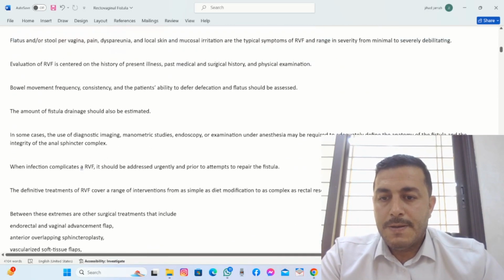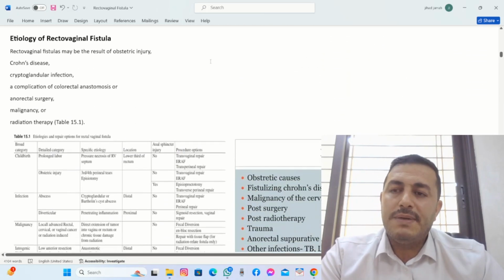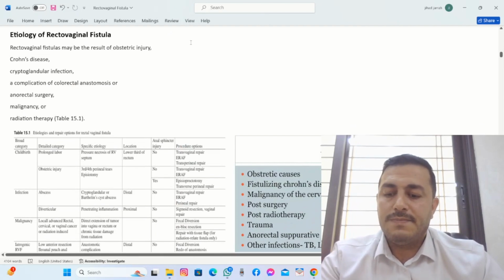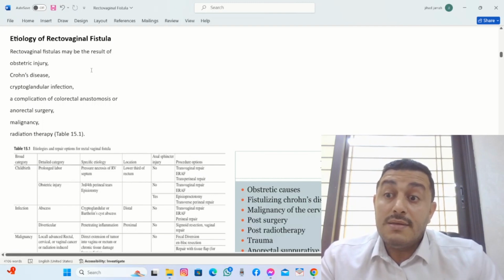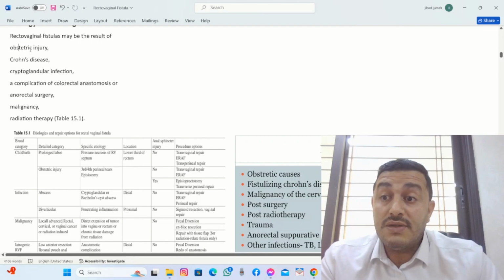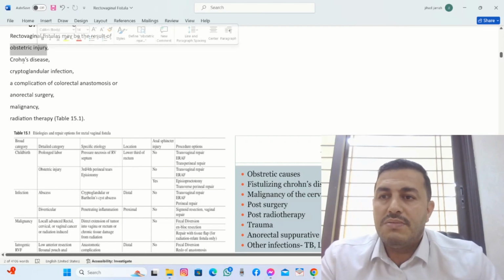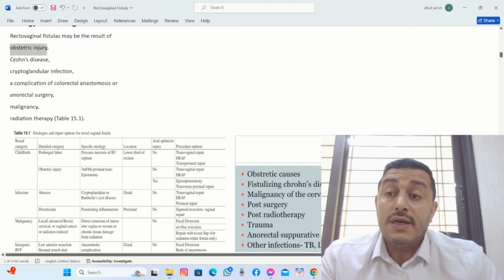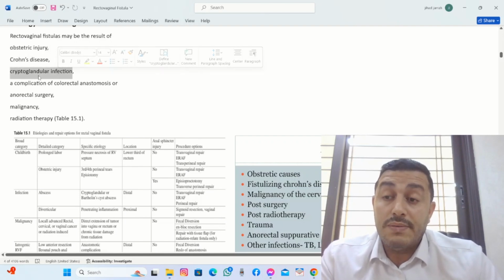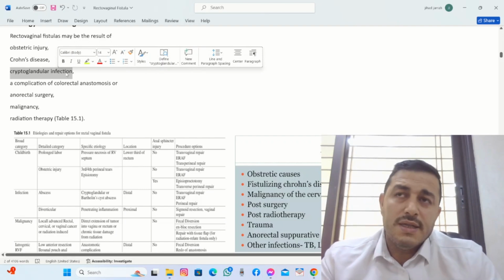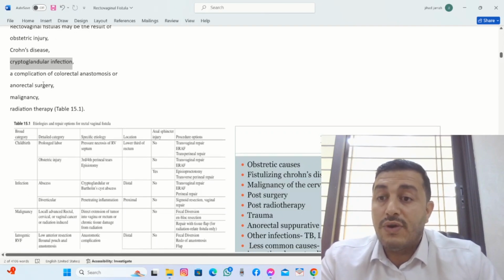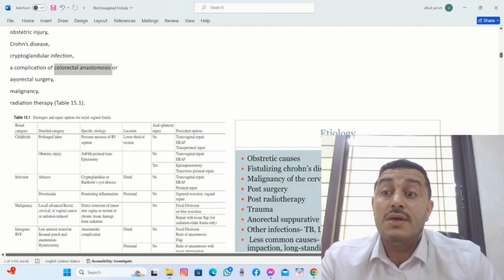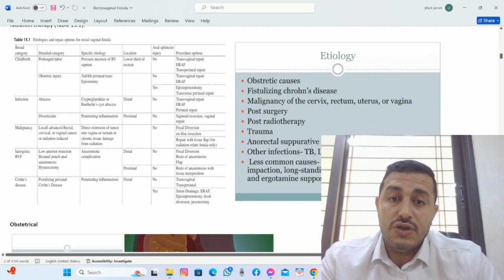Okay, what else we want to add? Let's talk a little bit about the etiology in detail. As you see, it may be due to obstetrical injury. We will see how obstetrical injury can cause rectovaginal fistula. Crohn's disease, these are the most common: obstetrical injury and Crohn's disease. Cryptoglandular infection, actually this is the theory behind perianal abscesses and fistulas, how they can develop. Complication of colorectal anastomosis or anorectal surgery, malignancy, and radiation therapy.